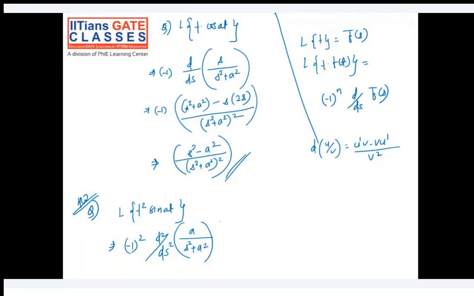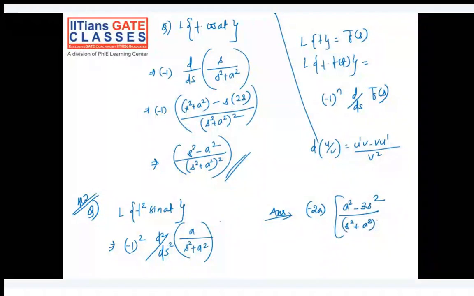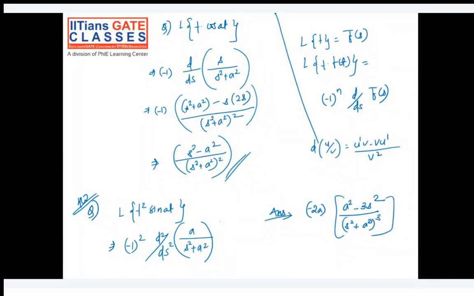The answer for this question is minus 2a, 3s square minus a square, divided by s square plus a square whole cube. Okay, s square plus a square whole cube. So solve this question. This is for homework. Whenever you get free time, you can solve. This is based on this only, so you should be able to solve it easily.